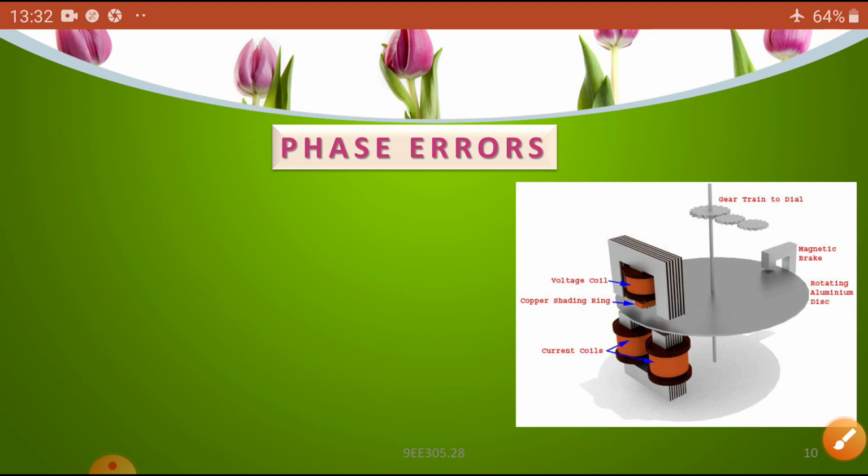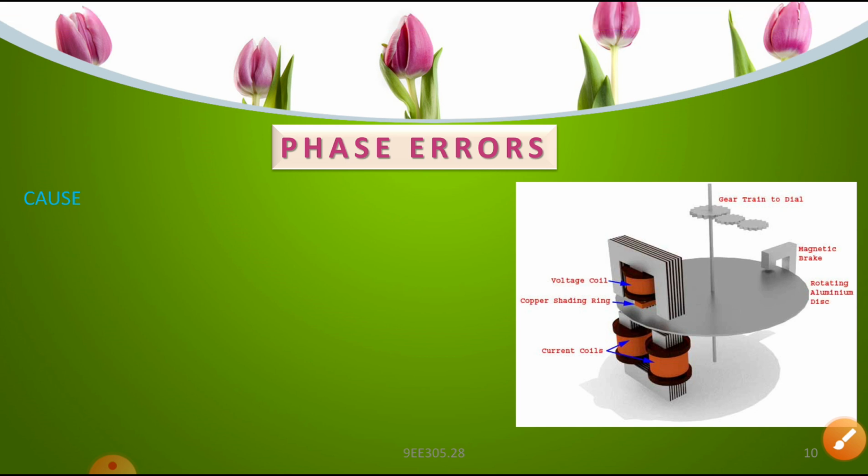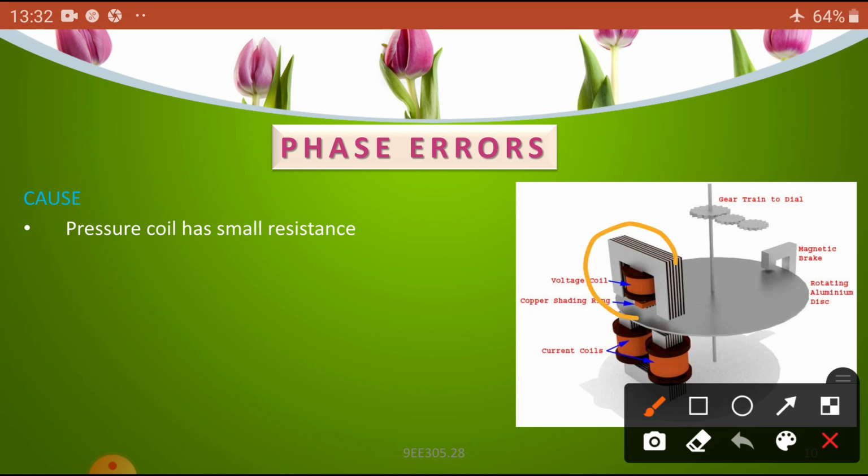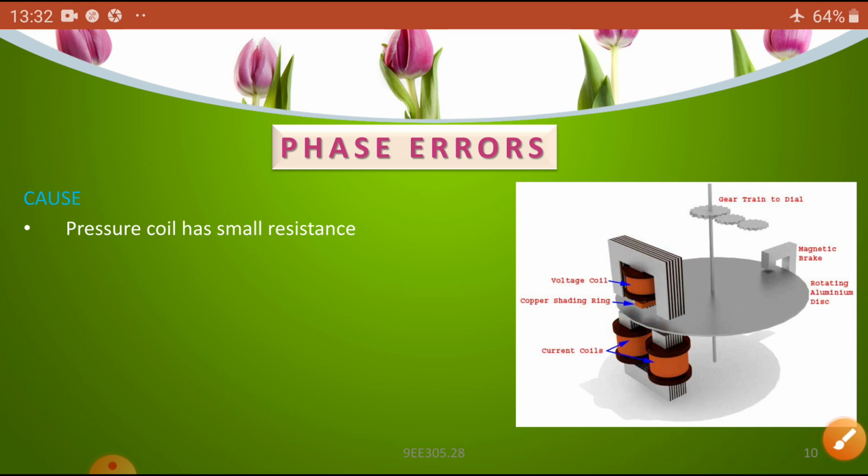Let us concentrate on this one. What are the causes of phase errors? One is that the pressure coil has a small resistance value. Where is the pressure coil? The pressure coil is this one. It has a large number of turns of very thin wire. So due to this, what will happen? The resistance value is very small and the inductance value increases.